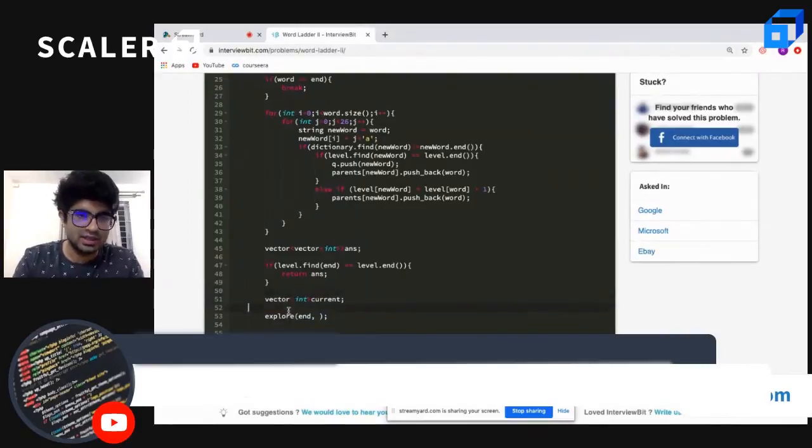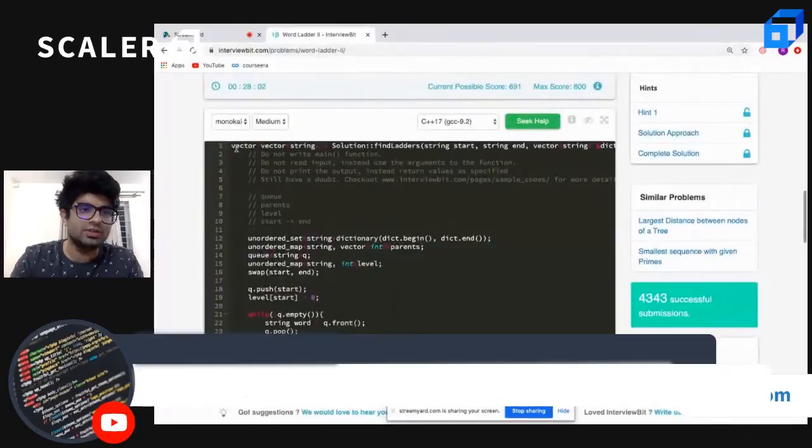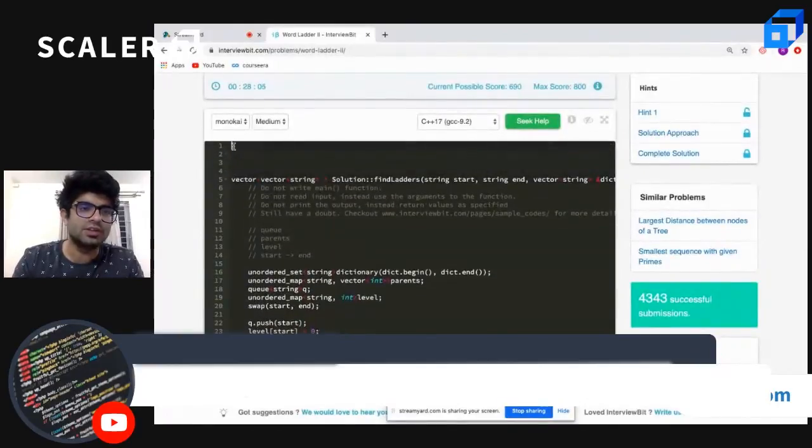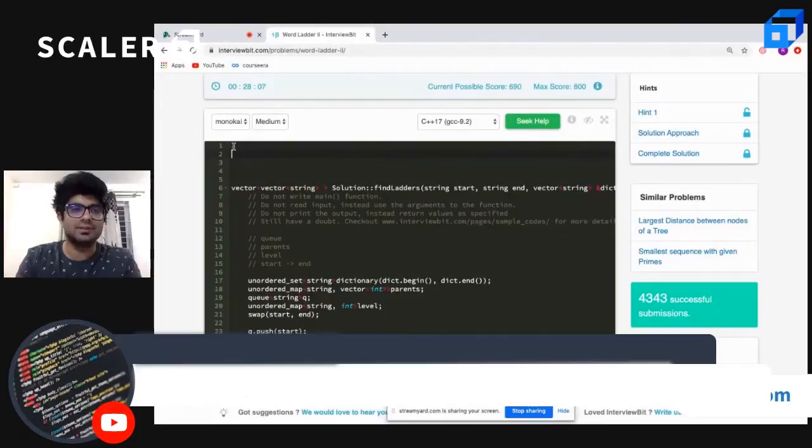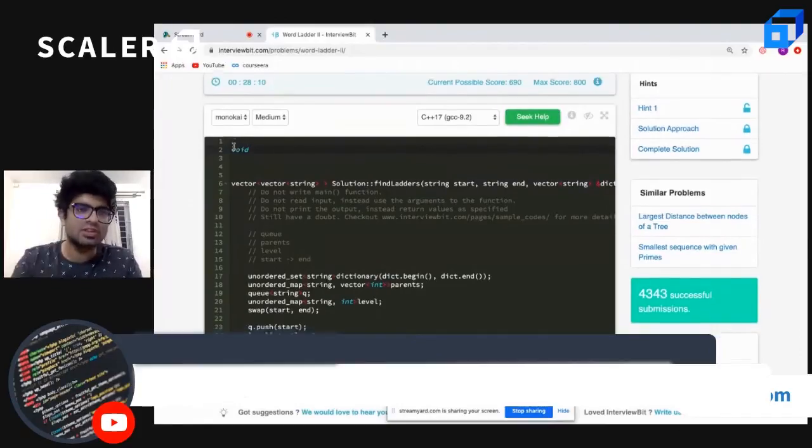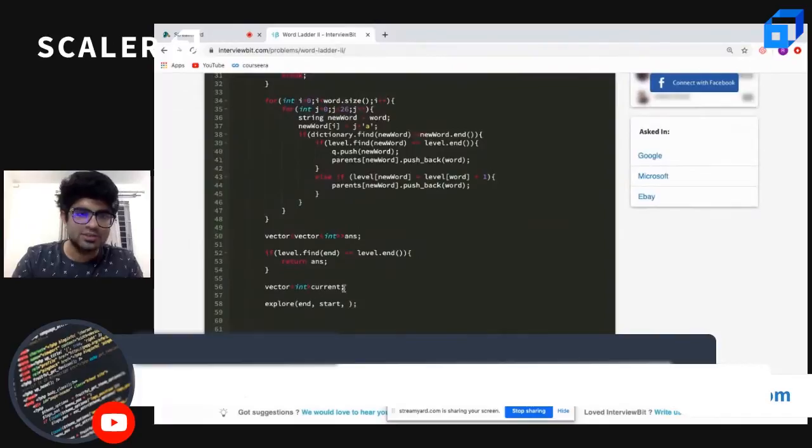Now let's say I need to explore. Let's say this is my end and I need to reach the start. Let's first try to think about making a function, and what that function should return. I don't want anything returned from it, because I will populate every answer in that particular answer vector. So I need to pass that answer vector as well. And I need to pass what my current path is, which I am exploring now. Let's say I just call it current. And other than that, I need to know the parents' information as well. So these are the things that are required, I guess.